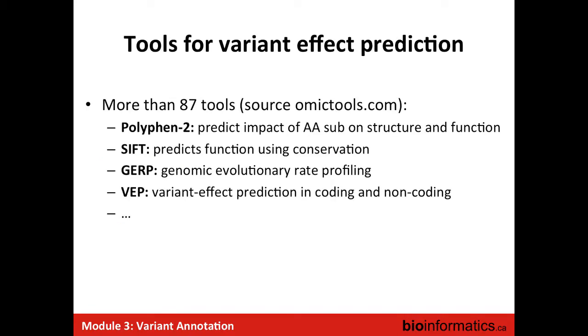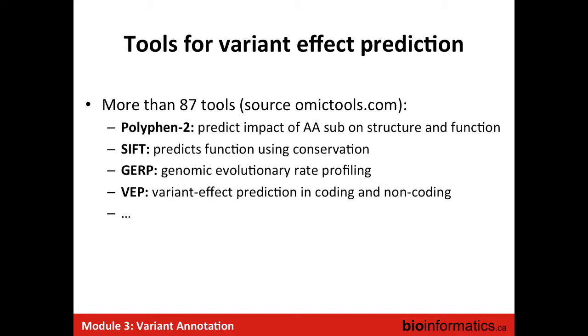The last category that I had after the databases, if you remember, were these effect predictions. So another type of annotation that you want to add to your variants is predicted effects. Separate from presence or absence in various databases, can you predict what that variant is doing to that gene?